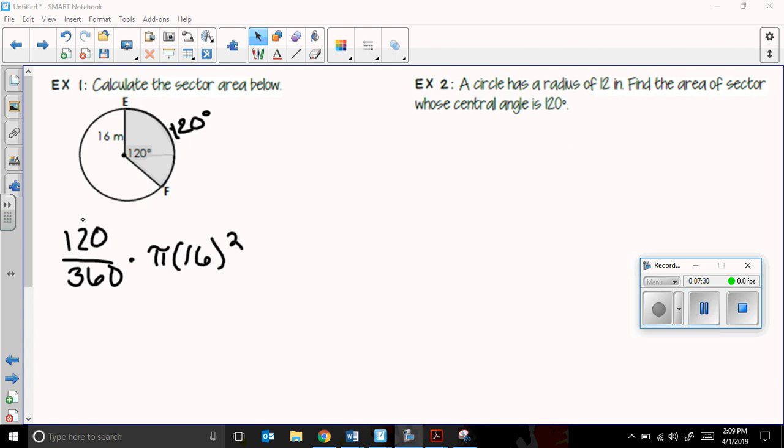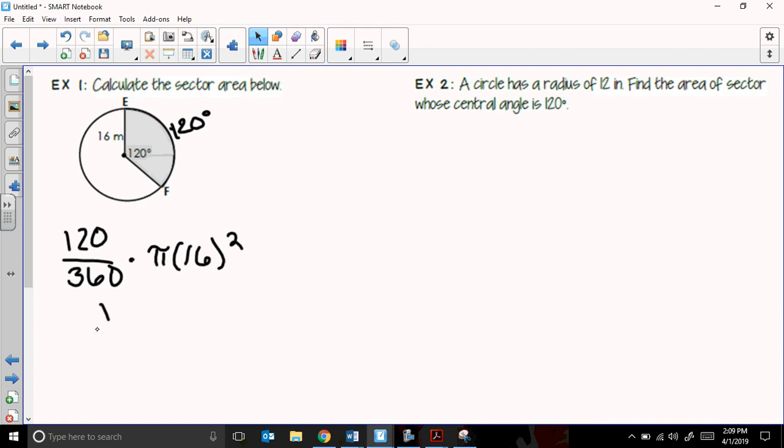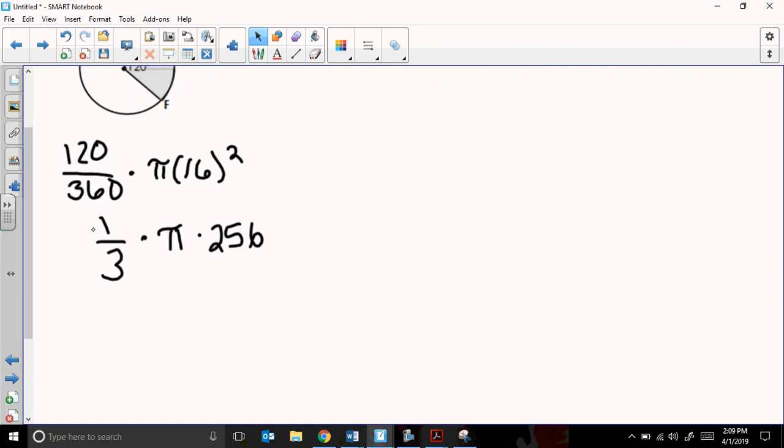All right. And so we're going to go ahead and work this out. Make sure that you remember that you need to square the 16 first. So the 120 divided by 360, I just simplify that for this purpose, times pi times 16 squared is 256. And so if I wanted to leave it in terms of pi, I would just multiply 1/3 times 256, which gives us 256 divided by 3 pi. So if I wanted our answer in terms of pi, that's that.